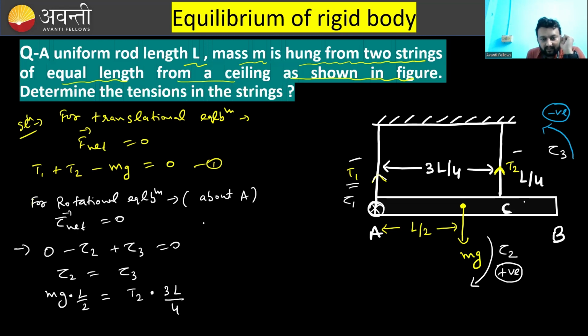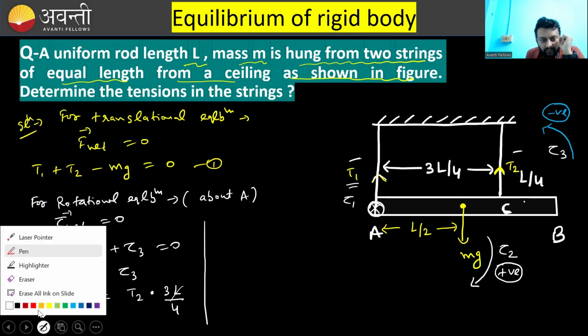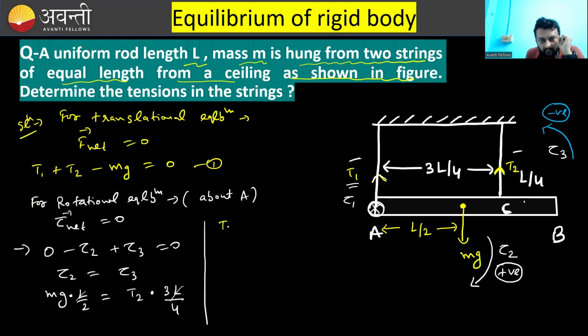You can see that L will cancel out. So the T2 will also cancel by 2. That is 2 mg by 3. I hope the calculation part is good. T2 is what? 2 mg by 3. This is what T2 is.